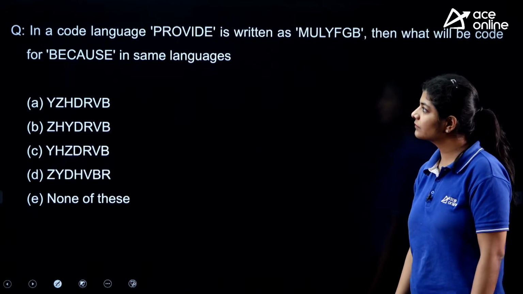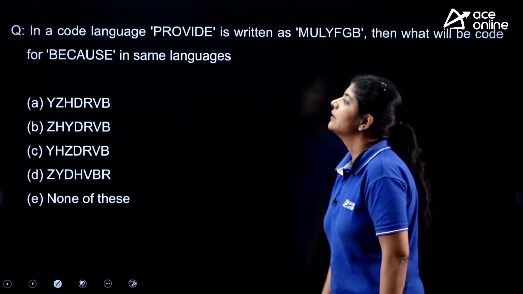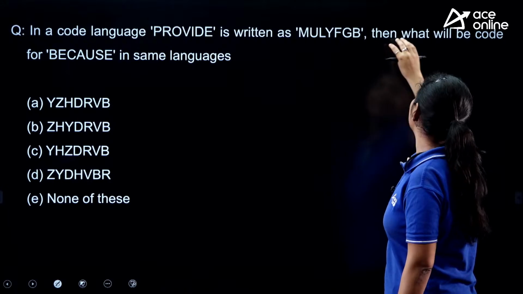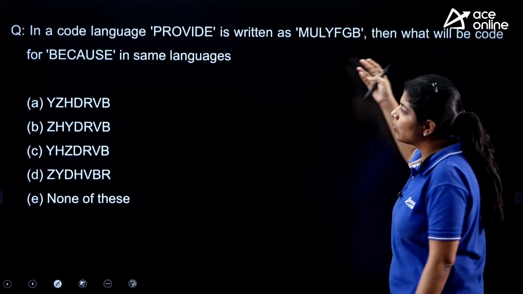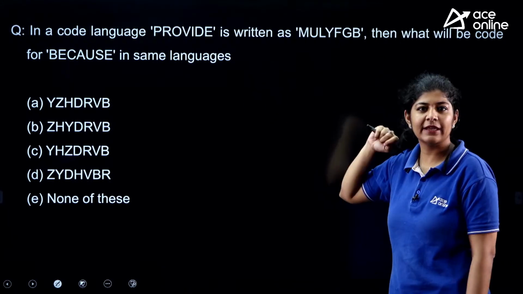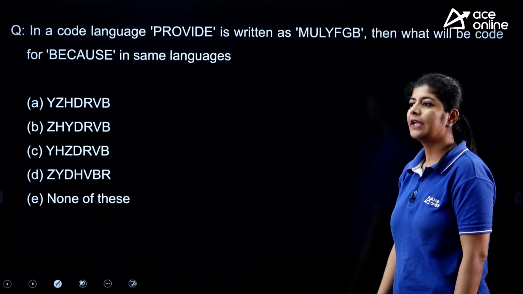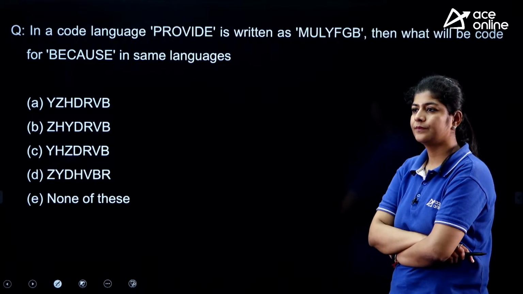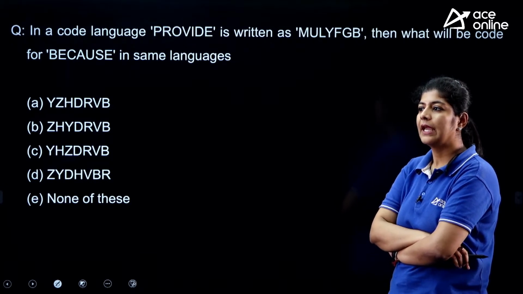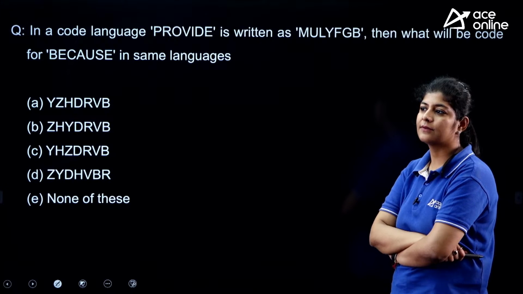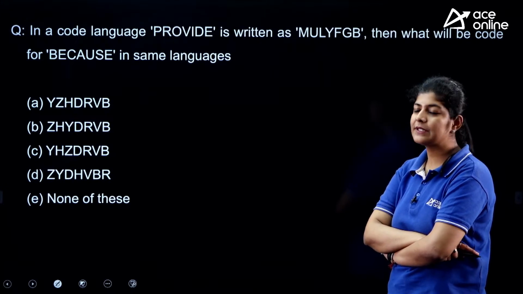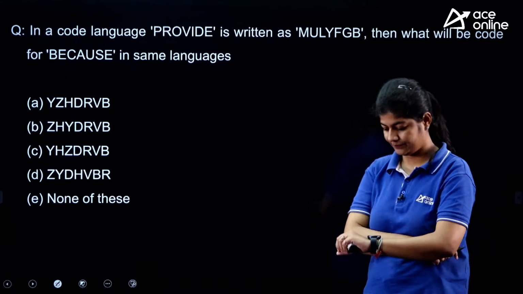Next. It's a very easy one. In a code language, provide is written as this, then what will be the code for because in the same language? This is a very easy one. Anyone can easily solve this question, and it hardly takes 20 seconds. If you know the associated numbers, then you can easily get the answer.